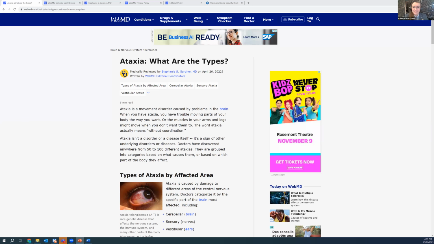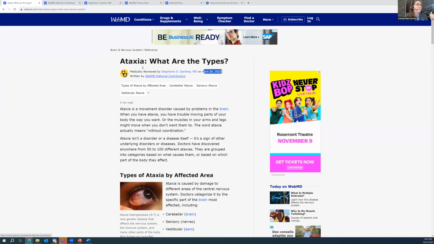So we're going to be going through this article, and I'm going to narrate the thought process that I would go through if I was exploring this website for the first time. So here is WebMD. To get to this, I Googled what is ataxia, and I clicked the WebMD article. And right off, we are off to a really good start. At the very top, they have said who has written and who has edited the article, and it has a date. So this was written or reviewed in 2022. So that's not too long ago. This is fairly recent.